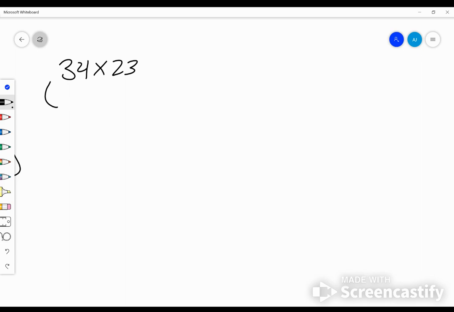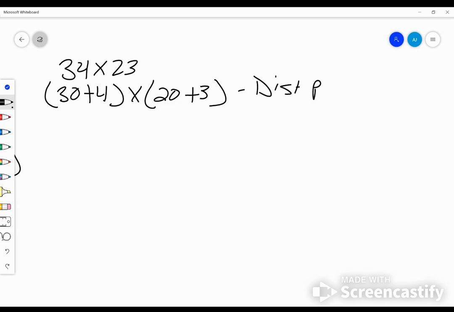So we're going to take 34 and make that 30 plus 4, and then we can multiply that by 20 plus 3. 20 plus 3 is 23. And then we can use our distributive property and FOIL, which is first, outside, inside, last.